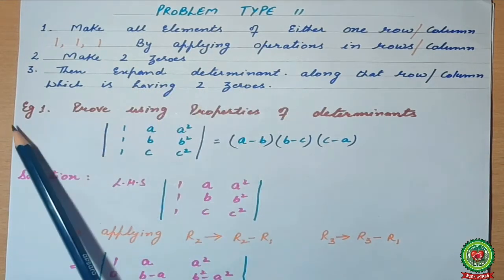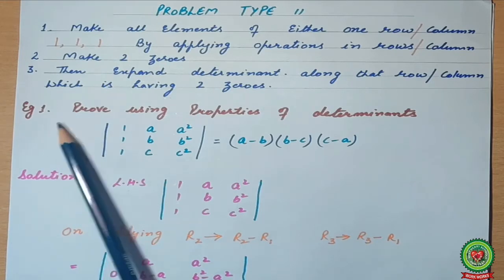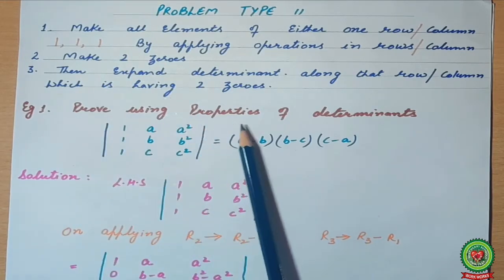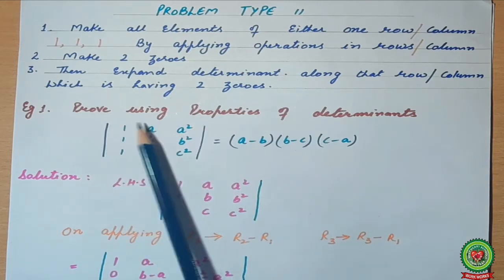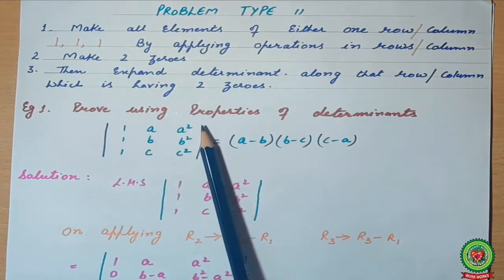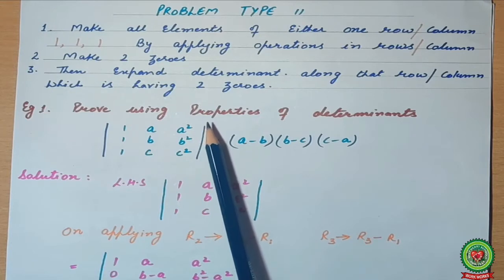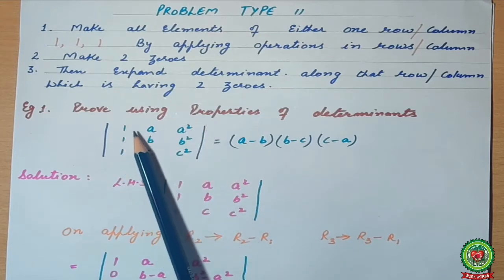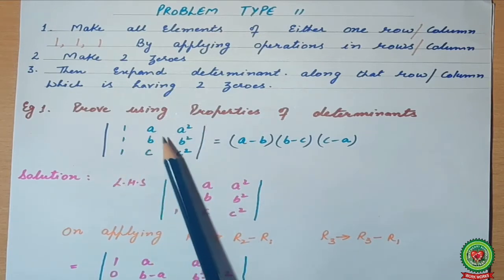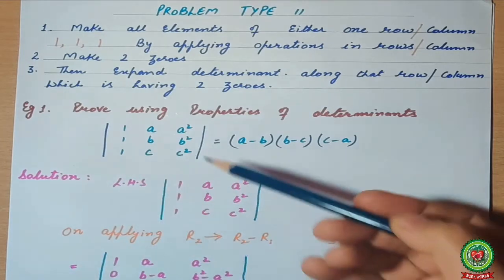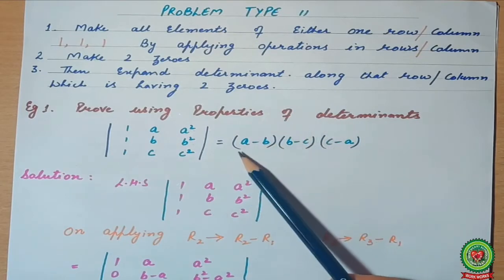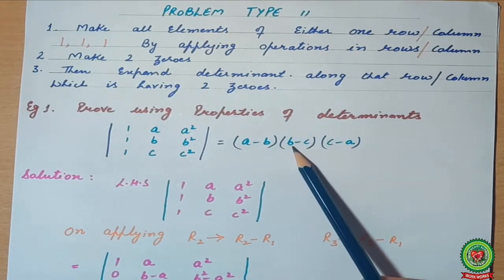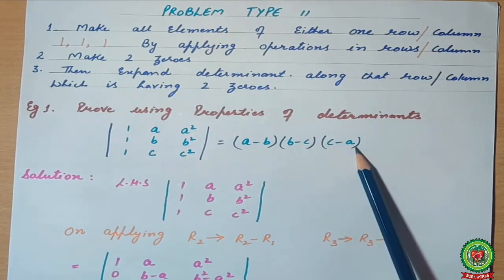Now I am taking first example here. Prove using property of determinants. Here it is written that we have to solve the determinant with the help of the properties. Determinant given to you is 1, 1, 1, a, b, c, a square, b square and c square. And you have to prove that it equals (a minus b)(b minus c)(c minus a).